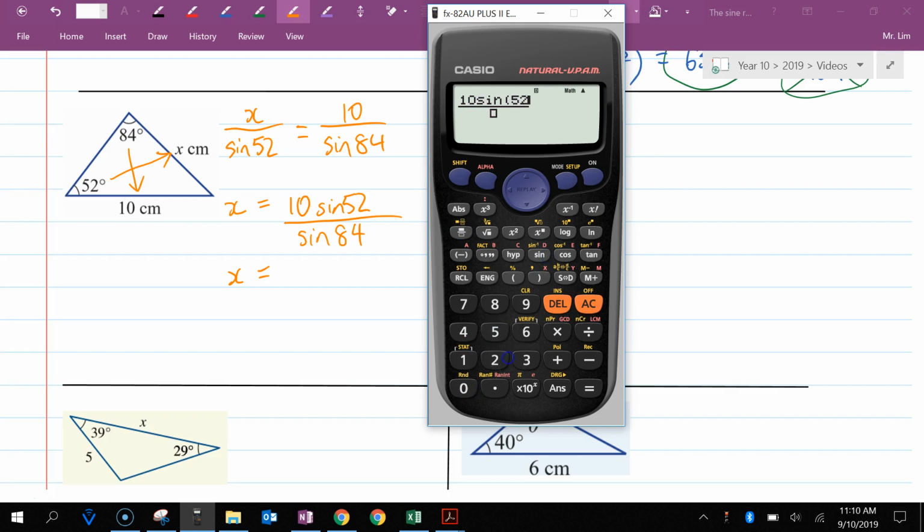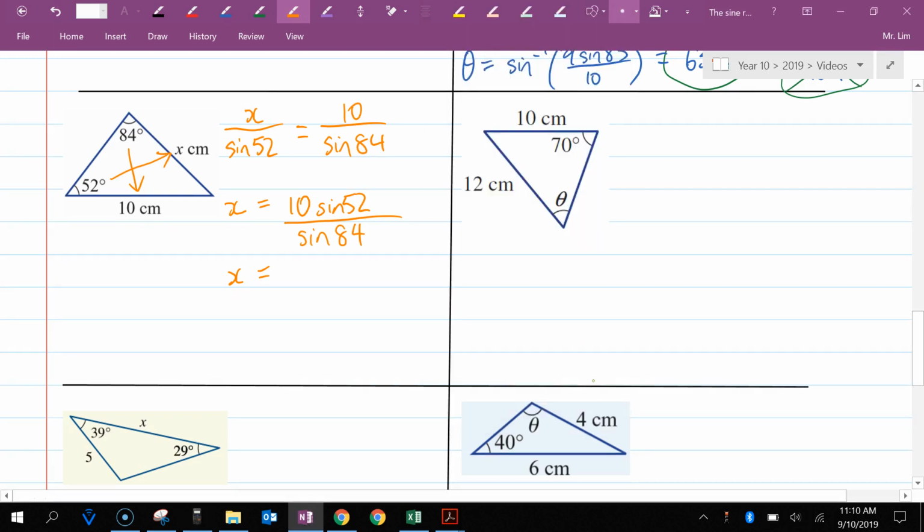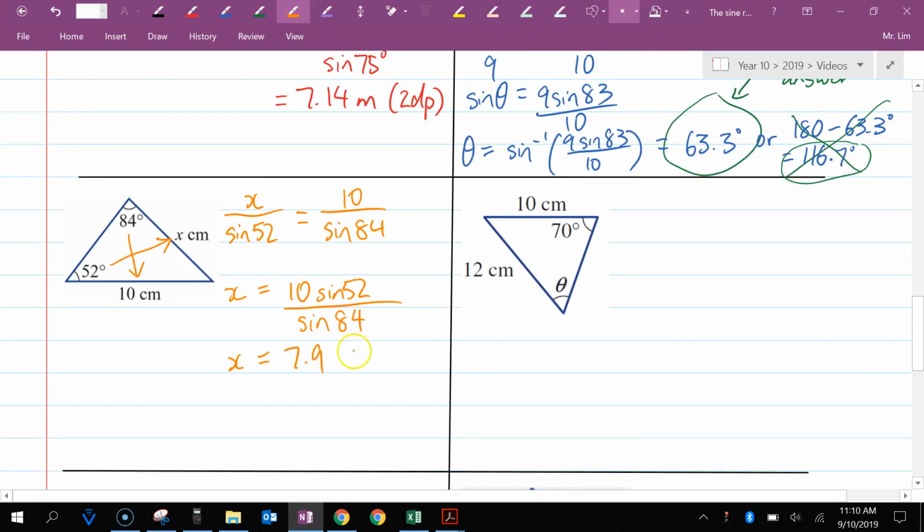10 sine 52 over sine 84 gives 7.9, and that's still one decimal place.